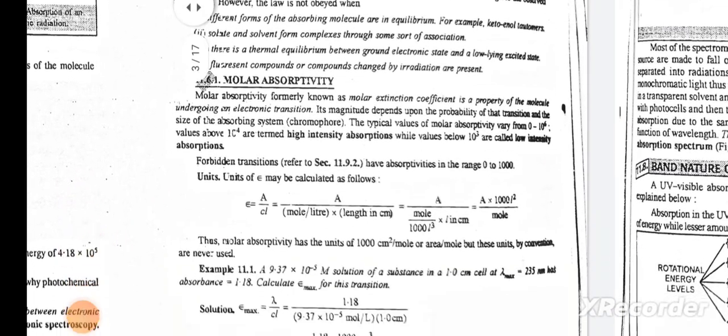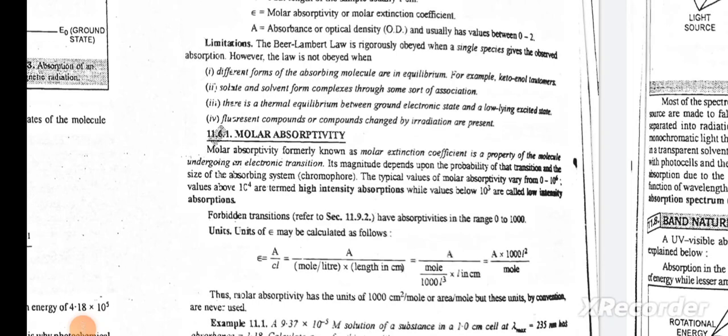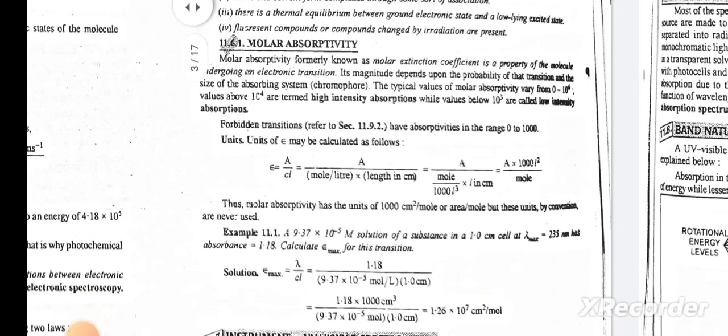Limitations. The Beer-Lambert law is rigorously obeyed when a single species gives the observed absorption. However, the law is not obeyed when different forms of the absorbing molecules are in equilibrium, for example keto-enol tautomers; when solute and solvent form complexes through some sort of association; when there is a thermal equilibrium between the ground electronic state and a low-lying excited state; or when fluorescent compounds or compounds changed by irradiation are present.